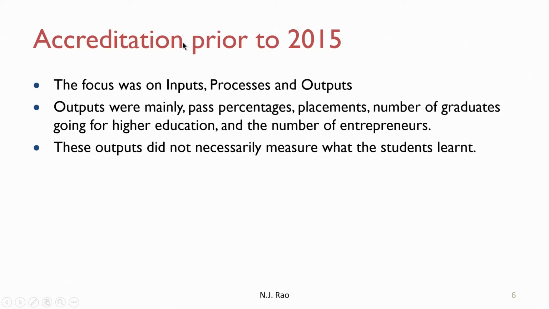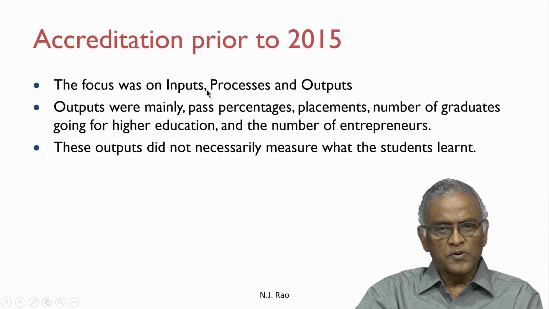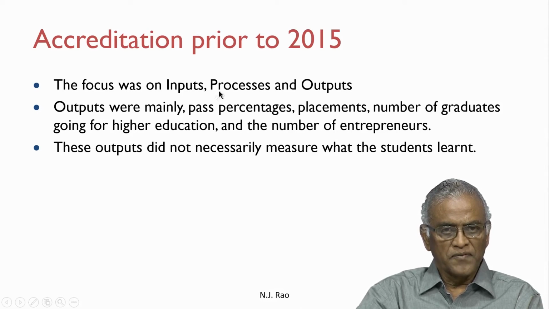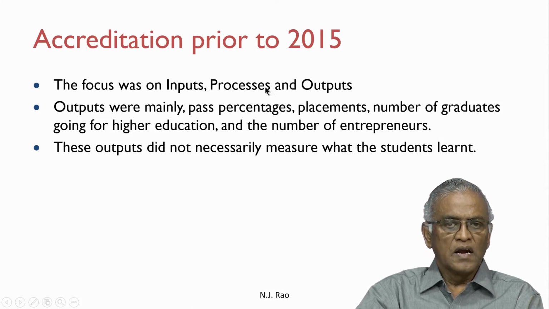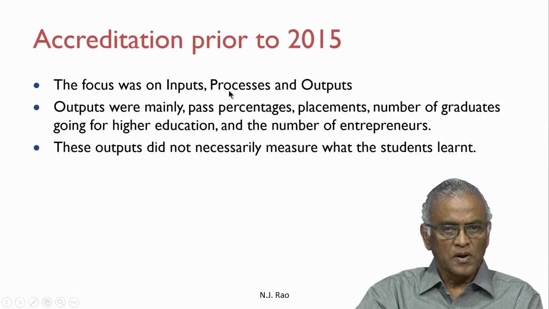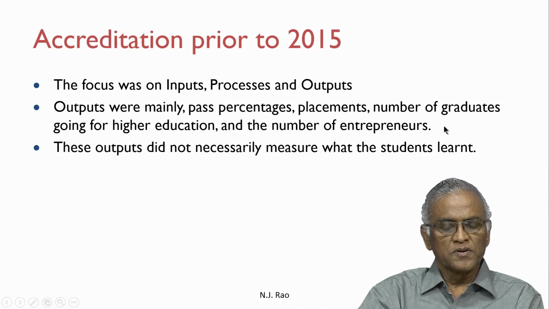So the accreditation prior to 2015, the focus was on inputs. Inputs could mean the curriculum, the kind of infrastructure that you have and the faculty that you have, and then with all that you have certain processes going on, and then you measure the outputs. Outputs are mainly pass percentages, placements, number of graduates going for higher education, and the number of entrepreneurs produced.